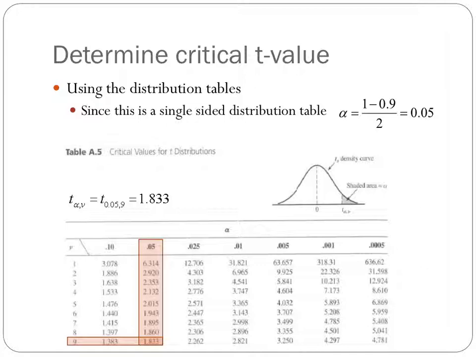Now that we have the desired alpha value and we know the number of degrees of freedom in the system, to calculate the critical t-value, we're just going to find the 9 degrees of freedom and our desired probability level, here our desired alpha value, and go across and down to find that the critical t-value is 1.833.